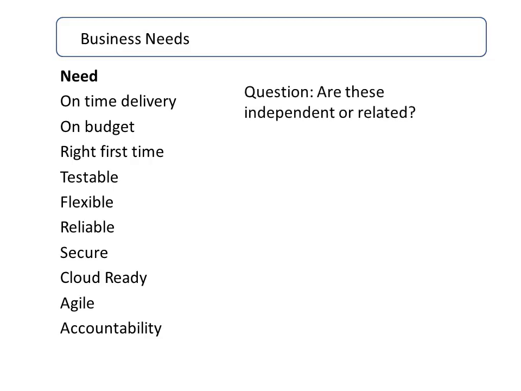That's important because if they're independent, then you need to attack each one of these line items independently, one by one. You need to figure out what can you do to make things on time? What can you do to make things on budget? What can you do to get things right the first time? But if they're related to each other, then you need to spend some time trying to understand what is that relationship and what is it that's driving each one of these items.